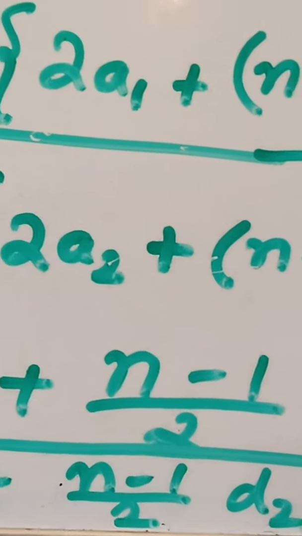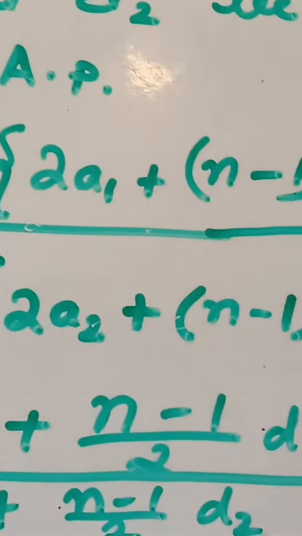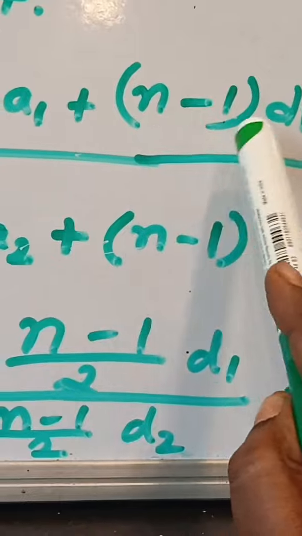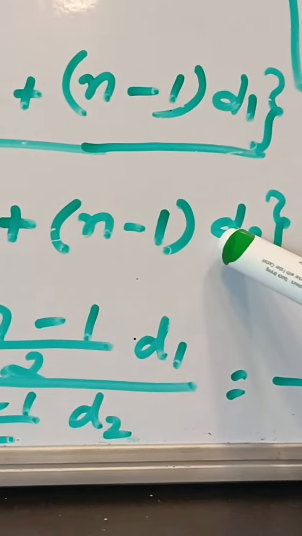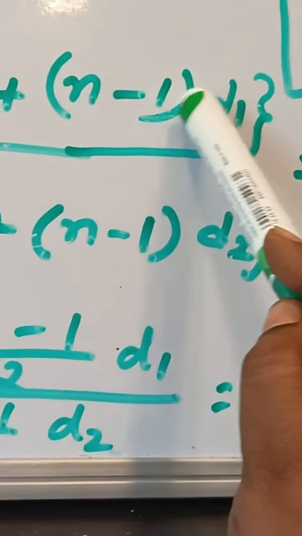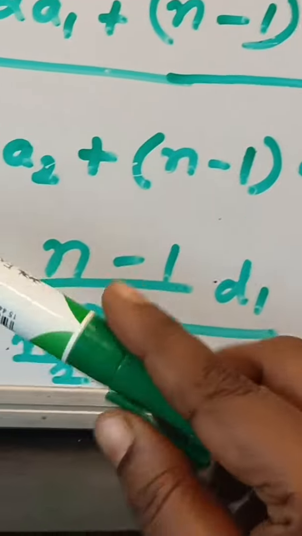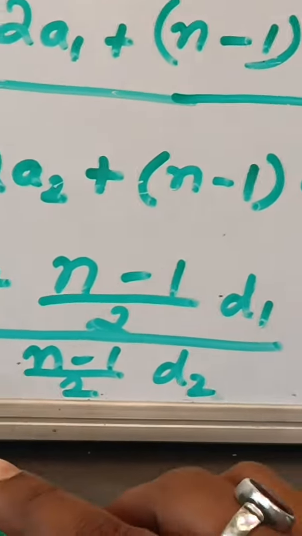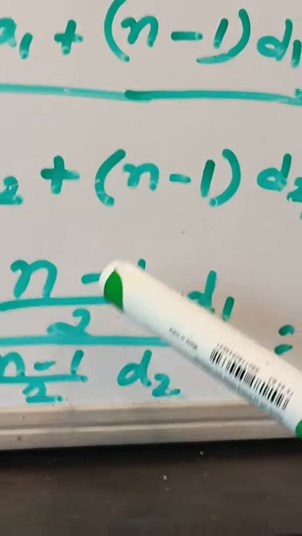Now, I can cancel the n by 2 from both the numerator and the denominator. The fraction comes as 2a1 plus n minus 1 into d1 by 2a2 plus n minus 1 into d2. I can divide the numerator and denominator by 2. Then I will get a1 plus (n minus 1) by 2 into d1 by a2 plus (n minus 1) by 2 into d2. Now, why have I done this?